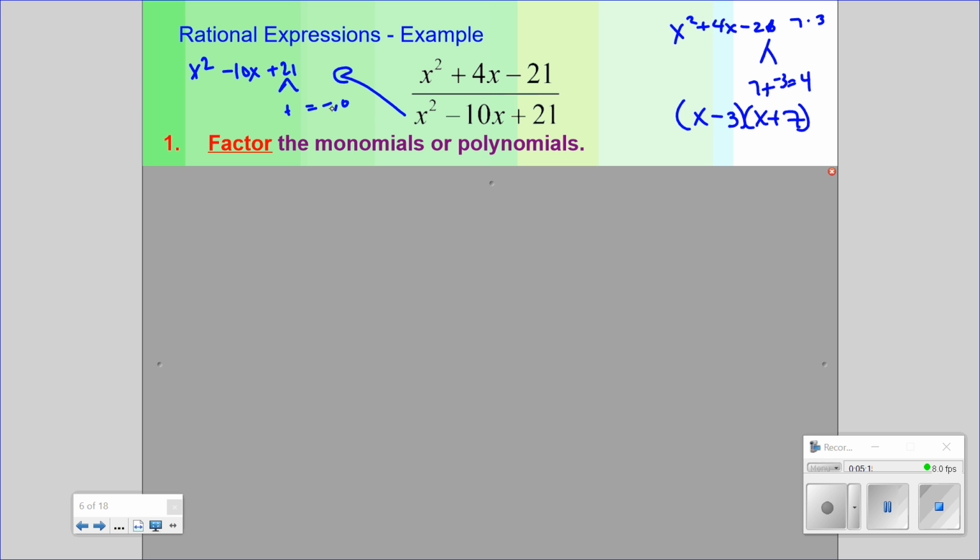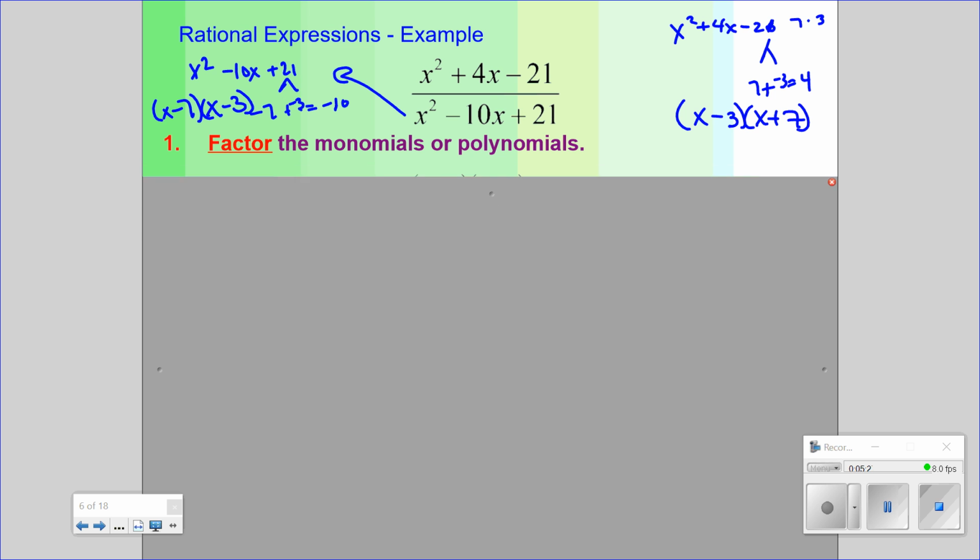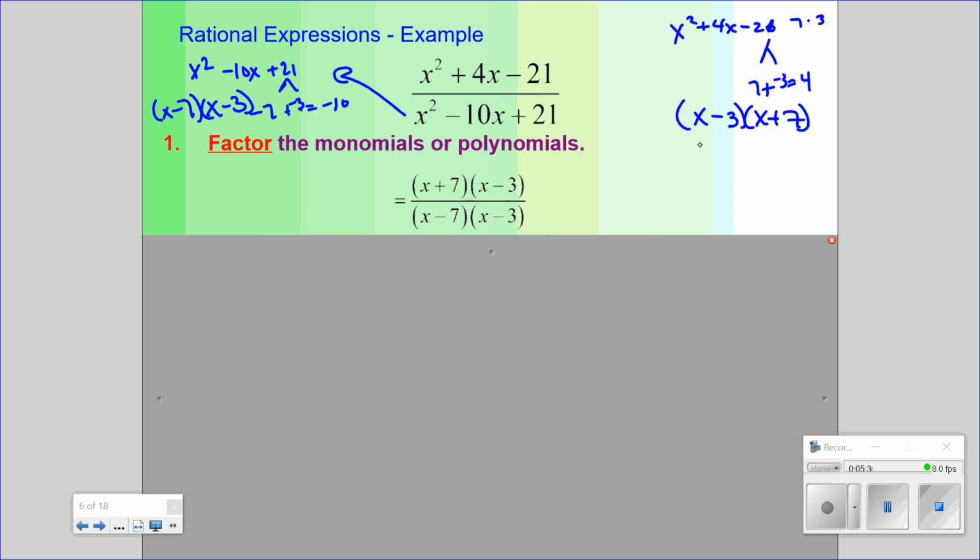So factors that would add up to be negative 10 would be negative 7 and negative 3. So here we've got x minus 7, x minus 3. Once we've done that, we're going to rewrite our fraction with those factored expressions now in the place of where our trinomial started out. From here, before we cancel any like terms, we are going to state our excluded values.